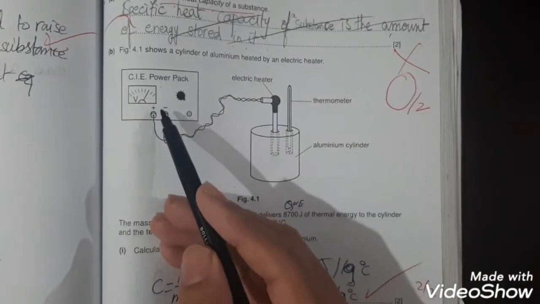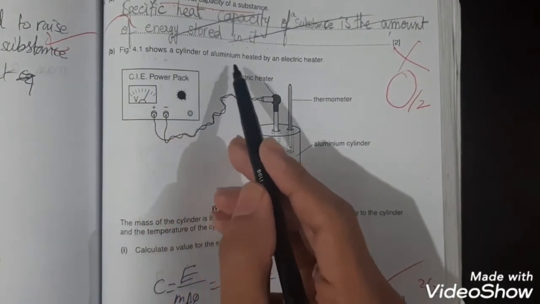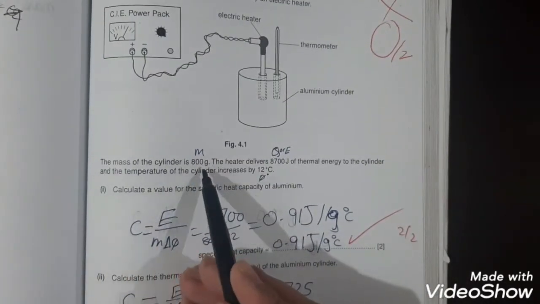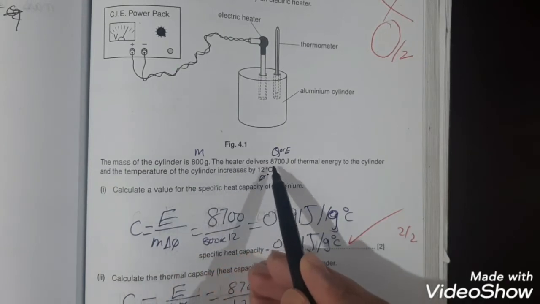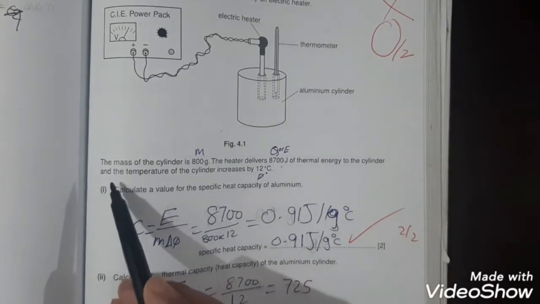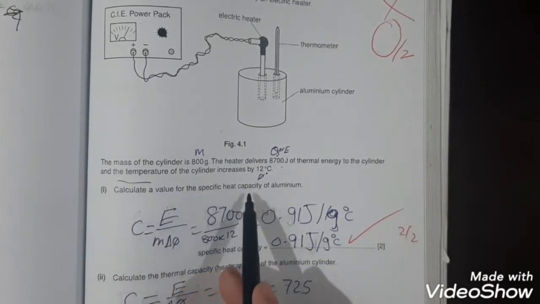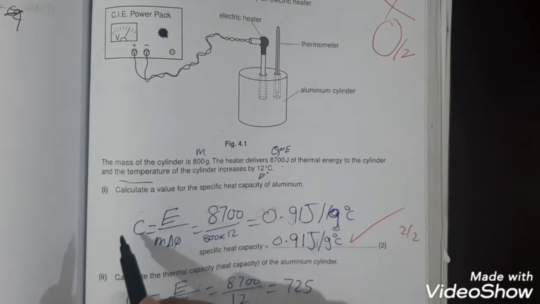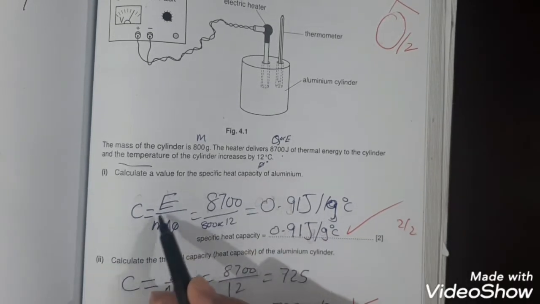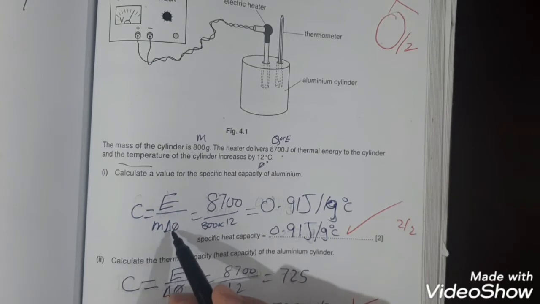Then question 4b states figure 1.4.1 shows a cylinder of aluminum heated by an electric heater. The mass of the cylinder is 100 grams. The heater delivers 8700 joules of thermal energy to the cylinder, and the temperature of the cylinder increases by 12 degrees. Calculate the specific heat capacity of aluminum. So the specific heat capacity formula is c is equal to E divided by m delta theta, which is m multiplied by the change in temperature.